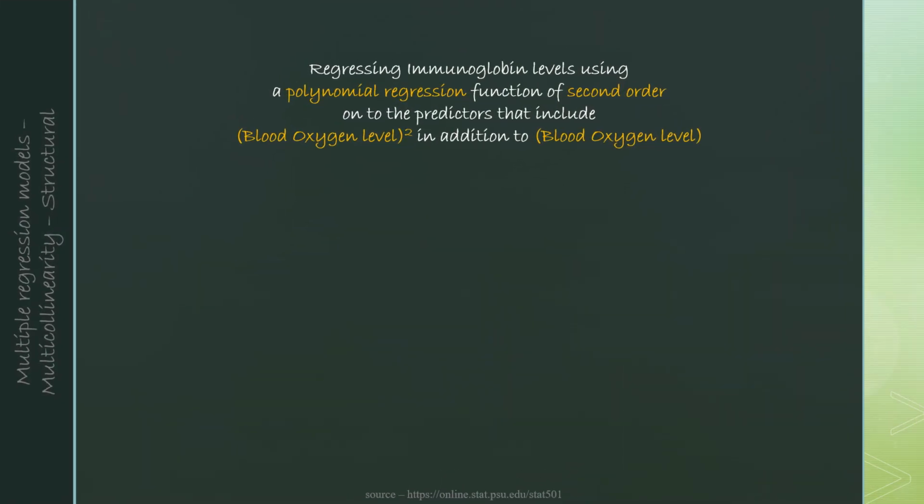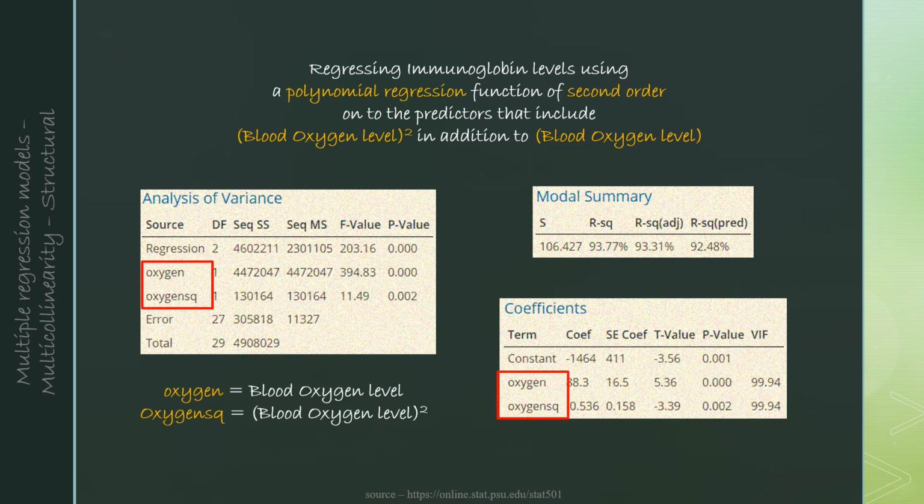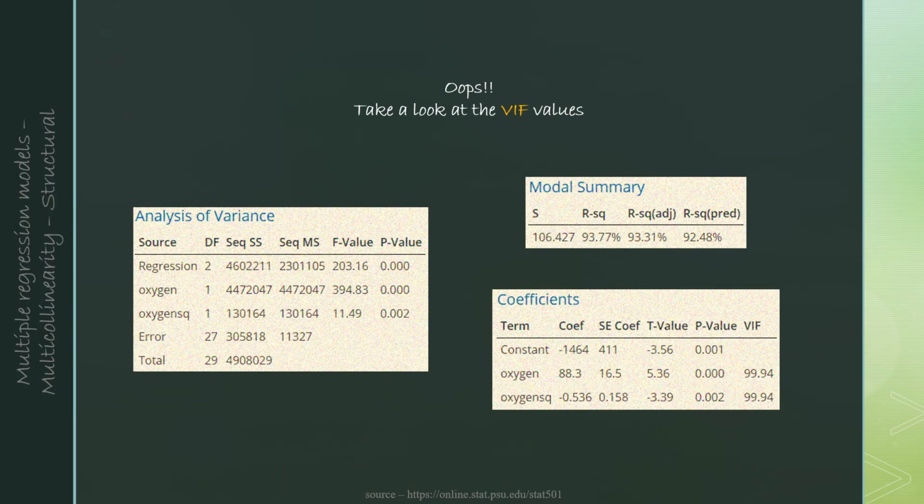Regressing immunoglobulin levels using a polynomial regression function of second order onto the predictors that include blood oxygen level square, in addition to blood oxygen level, we have the following output tables from Minitab. Oxygen in the tables above denotes blood oxygen level and oxygen SQ denotes blood oxygen level square. Oops, take a look at the VIF levels. Huge, 99.94. The rest of the outcomes look pretty okay: R square and its variance, p-values, etc.